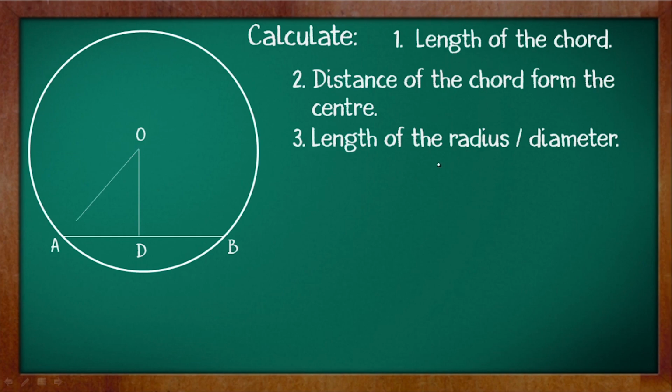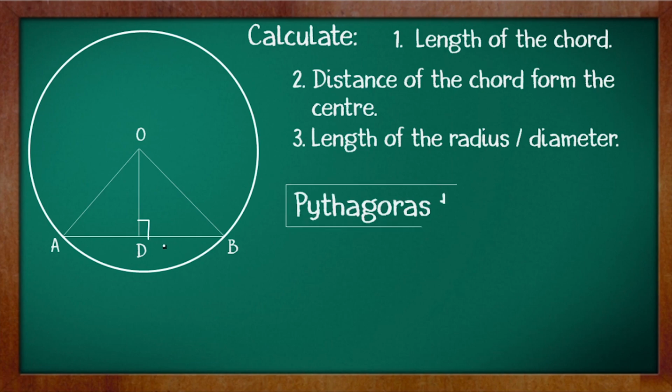We'll be drawing our diagram in this manner. We'll draw the radius joining O and A. This will be the radius, and we'll join O and B, and this will be the other radius, and this is perpendicular because it bisects this chord into two equal halves. So AD and BD are equal here. Now we'll be using Pythagoras theorem in these two triangles because they are right angle triangles.